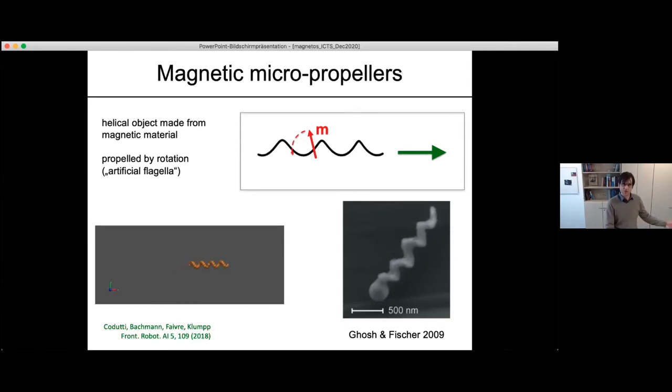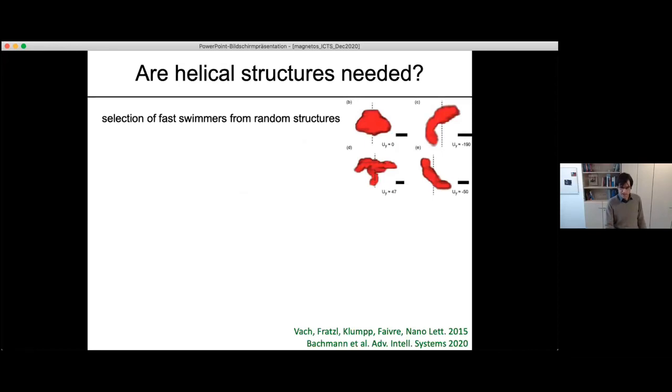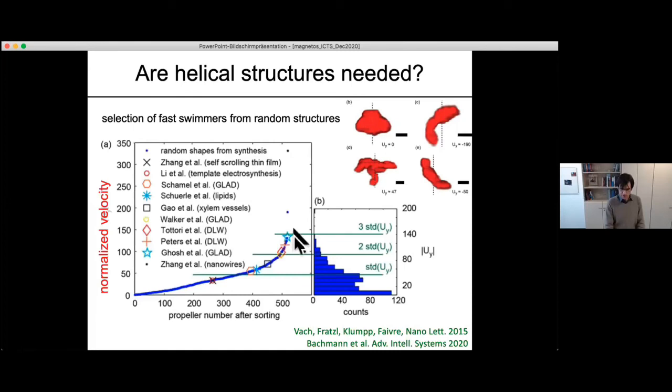addition to the direction. One thing that we have been asking over the last years is, do we really need a helix, or can we use some other structure? And the approach that we have used is to make random structures, and among the random structures, select those that swim well. I don't want to go through this in much detail, but you can take this structure here, which is not quite a helix. You could imagine it's a small piece of a helix, maybe. This one is one of the fastest ones. It's comparably fast to these synthetic structures that people have made.